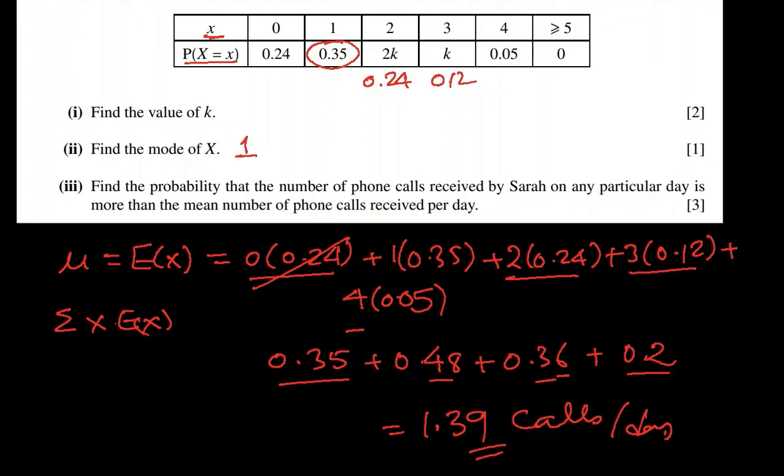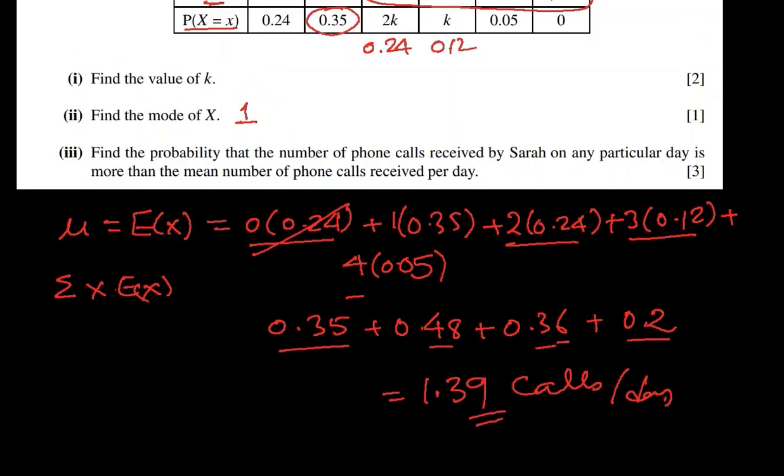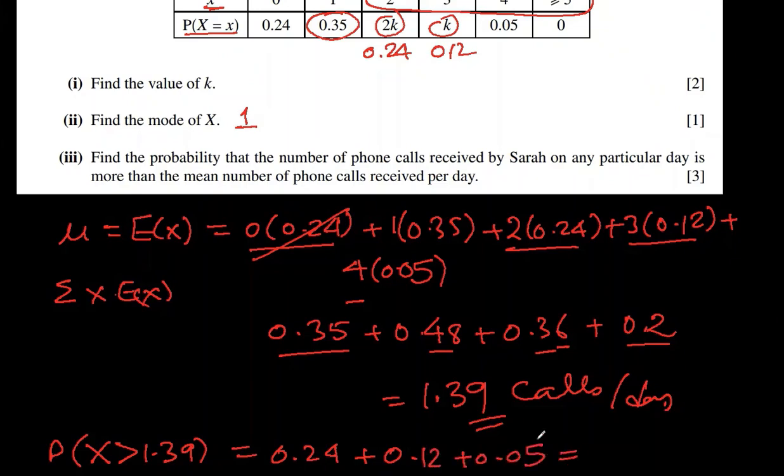That's the mean, and now we will see which values are more than 1.39. So more than 1.39 will be 2, 3, 4, and more than 5. These are the ones, right? So now we'll just add their probabilities. The probability that x is greater than 1.39 will be the probability of 2, which is 0.24, plus 0.12, plus 0.05, which will be 0.41. That is the probability that it will be more than the mean number of calls.